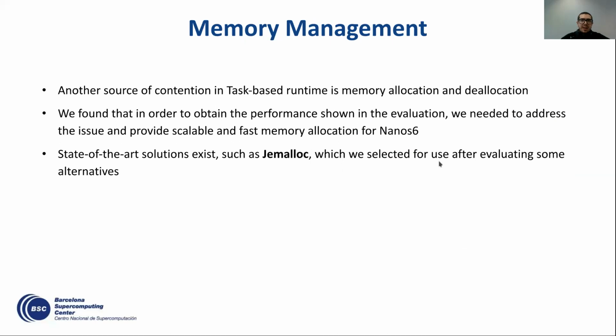We mentioned that the third component of the runtime is the memory allocator, which is a common source of contention. In our analysis, it became clear that to achieve state-of-the-art performance, we needed fast and scalable memory allocation in Nanos6. We selected one of the already existing state-of-the-art solutions, which is called jemalloc, and we will show the effect that allocation has on runtime performance in the evaluation section.